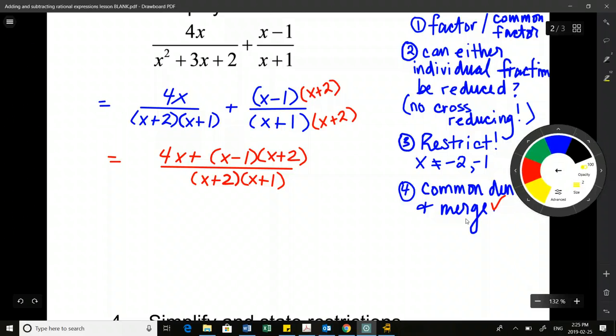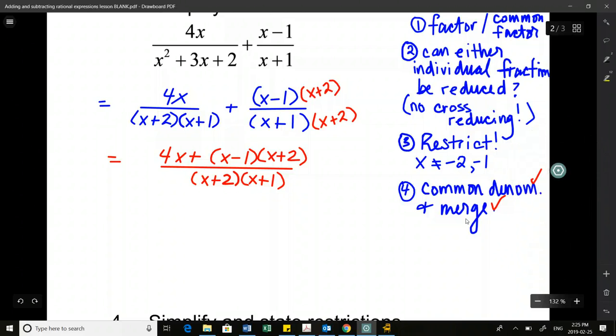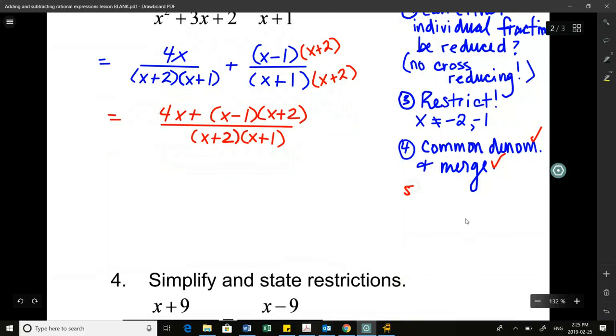What I can potentially do here is expand and simplify my numerator, and if I can possibly factor that, I might be able to get it all being multiplied, and then maybe I'll be able to cancel. So my last couple steps here are expand numerator and simplify.